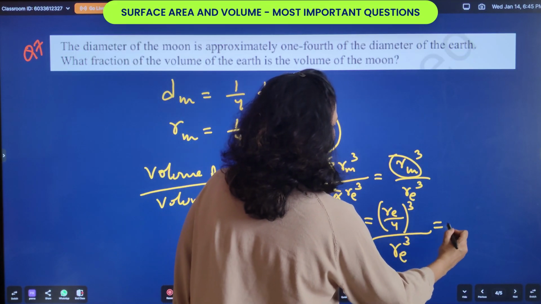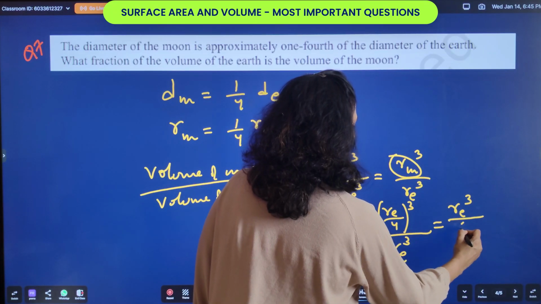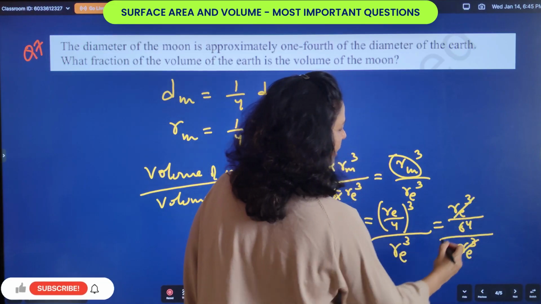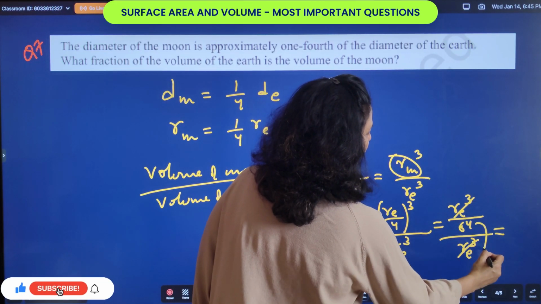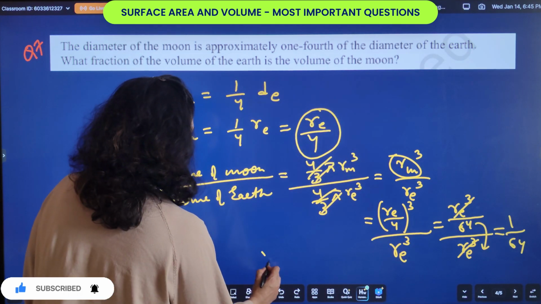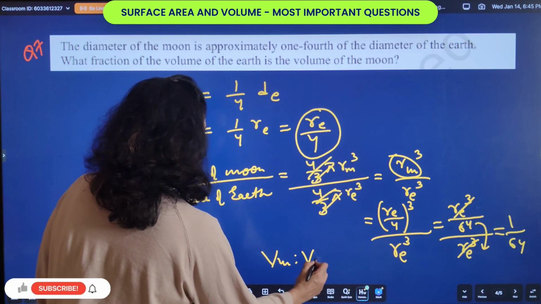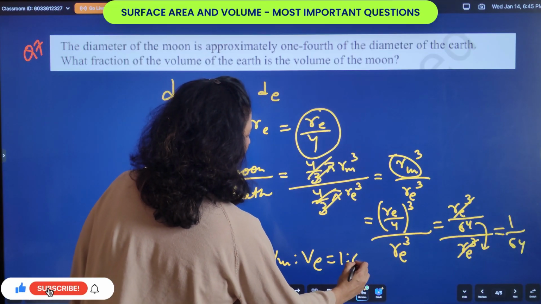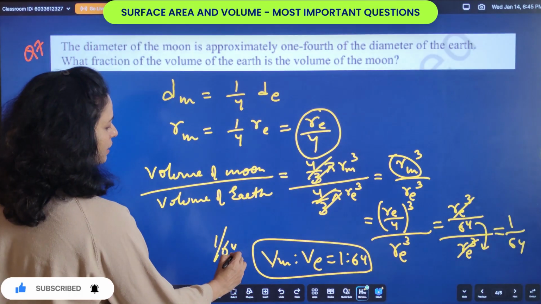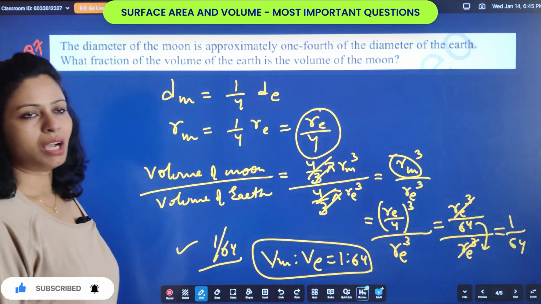Okay, so here I'll get re cube by 64 whole divided by re cube. I can cancel this and this 64 can come down. So I get 1 by 64. Okay, so volume of the moon is to volume of the earth ratio will be 1:64. Okay, or the fraction will be 1 by 64. Okay, this is the answer for that.